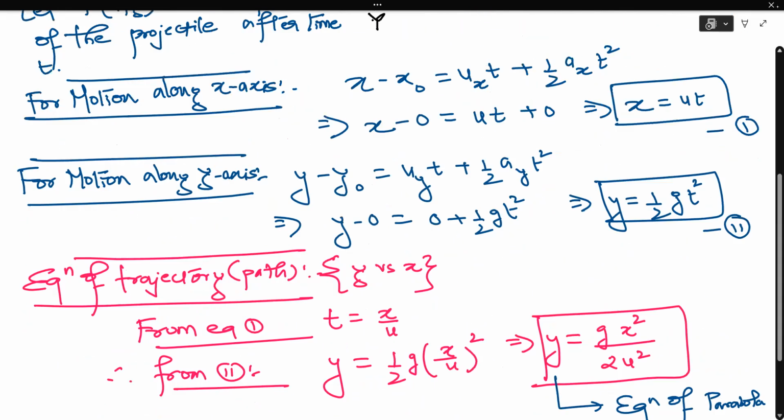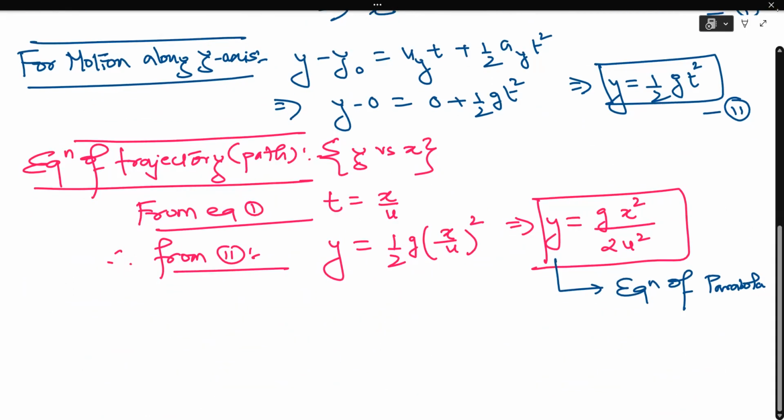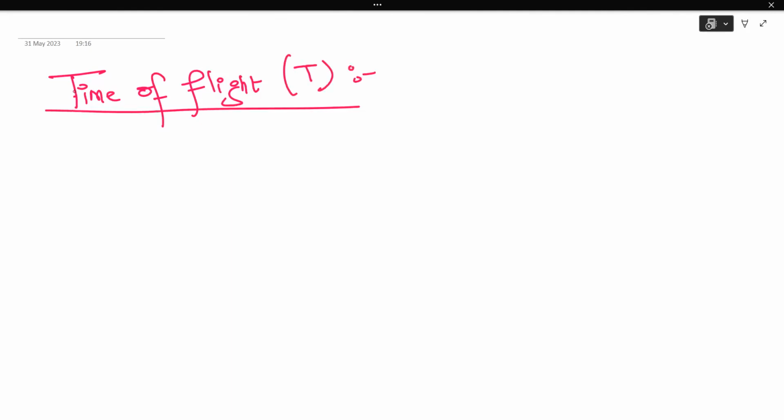Okay. So first of all, let us try to find out the time of flight of the projectile. We will represent the time of flight by the symbol capital T. Time of flight means for how much time was it flying? Flying from where to where? From the point of projection to the ground, where it hit the ground, right?